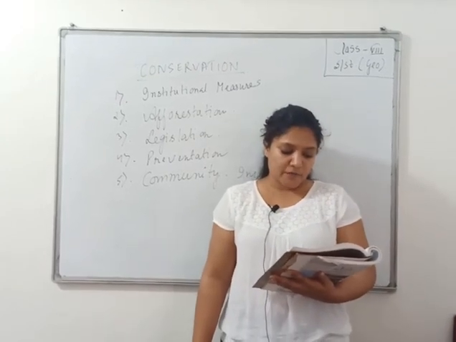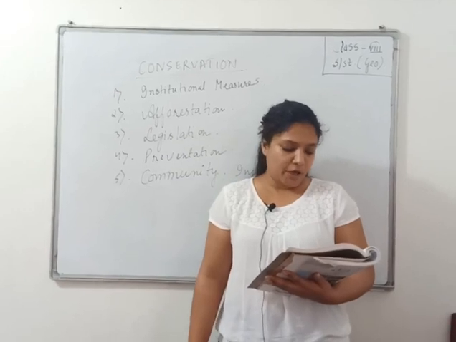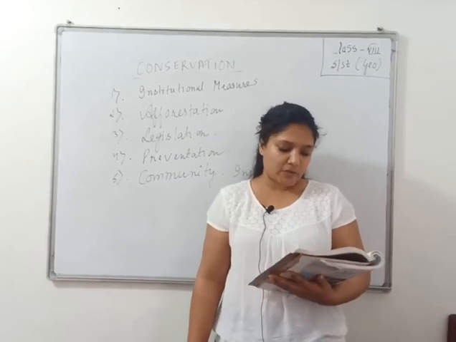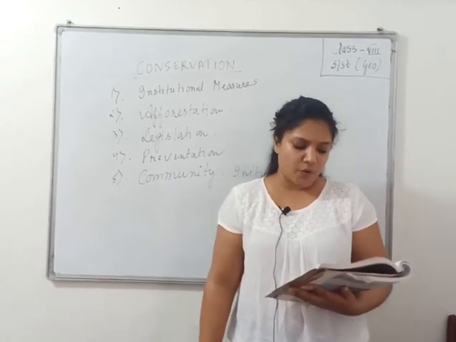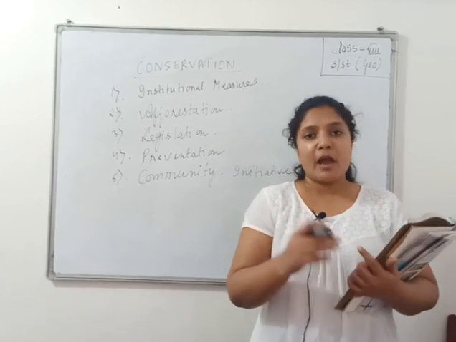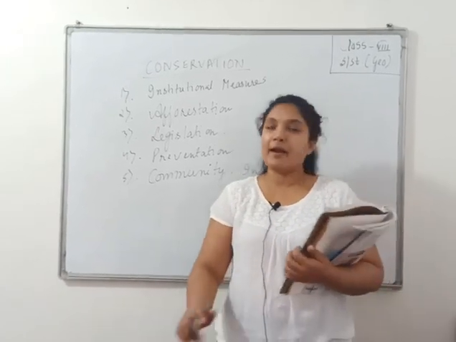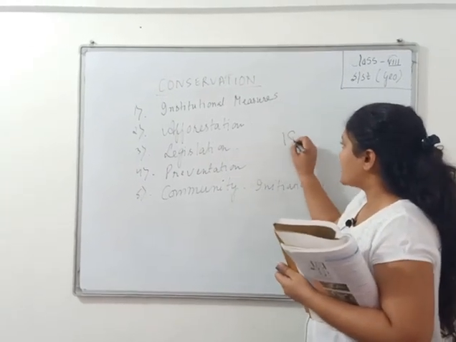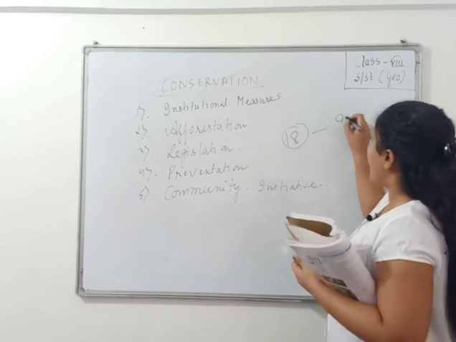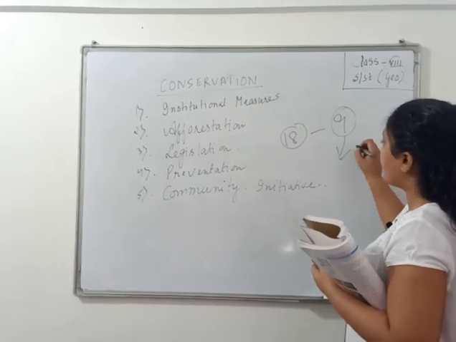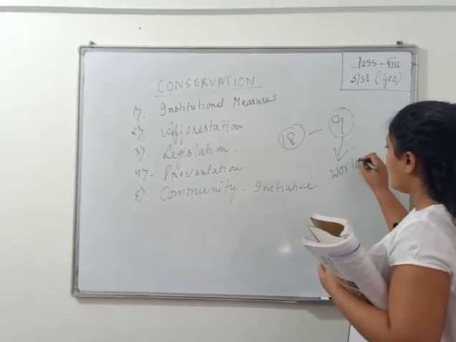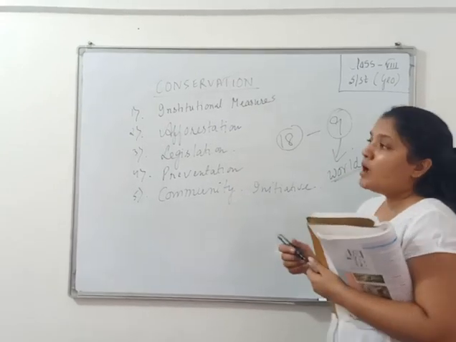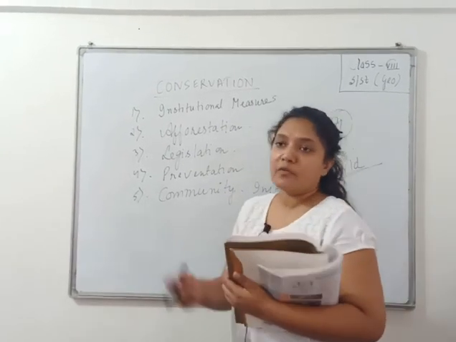Out of 18 biosphere reserves in India, 9 have been included in the World Network of Biosphere Reserves of UNESCO. In India, how many biosphere reserves do we have? We already read it in the institutional method. In India, there are 18 biosphere reserves. Out of this 18, 9 are connected with what? With the world. And what are the names of those biosphere reserves?